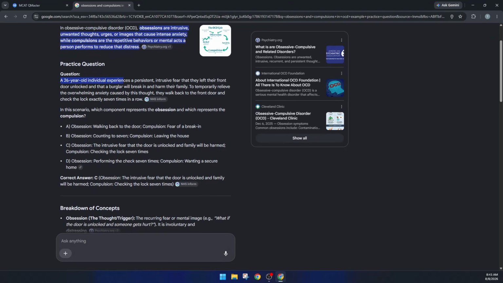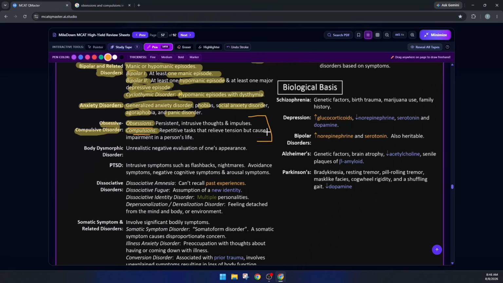A 26-year-old individual experienced a persistent intrusive fear that they left their front door unlocked and that a burglar would break in and harm their family. To temporarily relieve the overwhelming anxiety caused by this thought, they walk back to the front door and check the lock exactly 7 times in a row. You want to be able to identify in this situation what their obsession is and what their compulsion is. This is what you want to be able to do on the test as well.